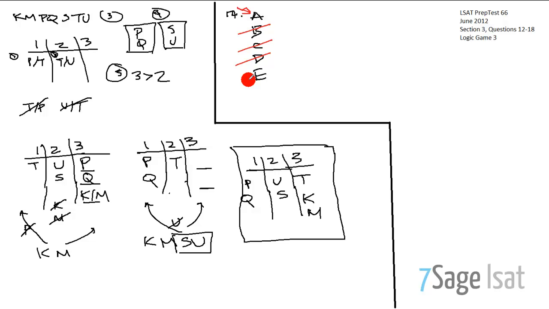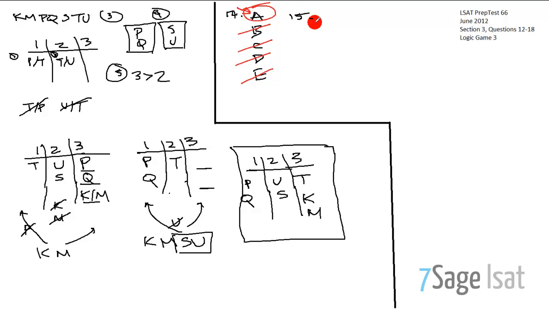And how about E? P and S both work in zone 1. Well, yeah, right? Because over here, the only thing we had to do is make sure that there's at least 2 people here. So if we put S and U here, S and P get to work together, and then K and M fill these 2 slots. So it turns out answer choice A is the one that cannot be true under any circumstances.